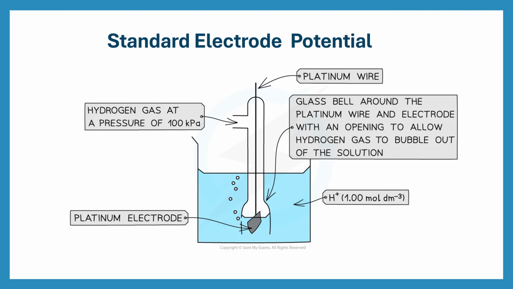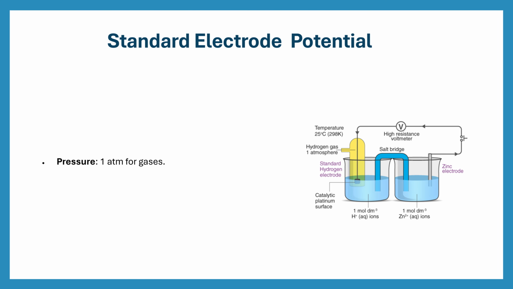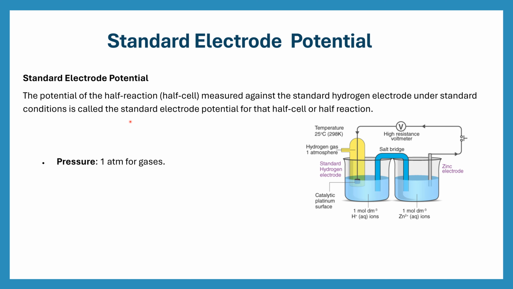In electrochemistry, understanding the tendency of a species to gain or lose electrons is crucial. This tendency is quantified using electrode potential. The potential of a half reaction, which is a half cell, measured against the standard hydrogen electrode under standard conditions is called the standard electrode potential for that cell or half reaction.